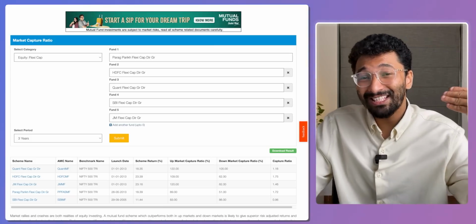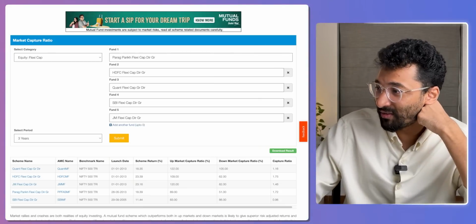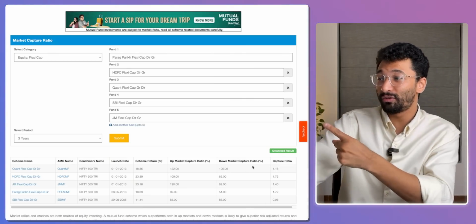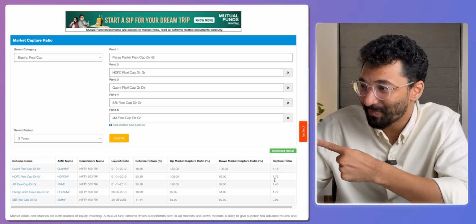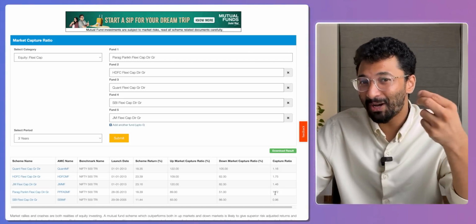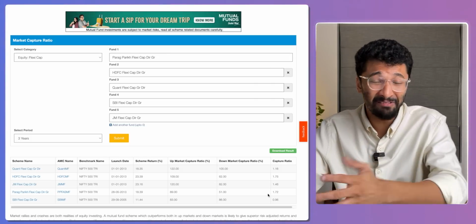This number needs to be as high as possible for capture ratios to work in the fund's favor. If you notice, HDFC Flexi Cap has the highest capture ratio here of 1.75, while Parikh Flexi Cap comes in second at 1.72. A very marginal difference, but there's still a difference. Does that mean the Parikh Flexi Cap is a bad fund?